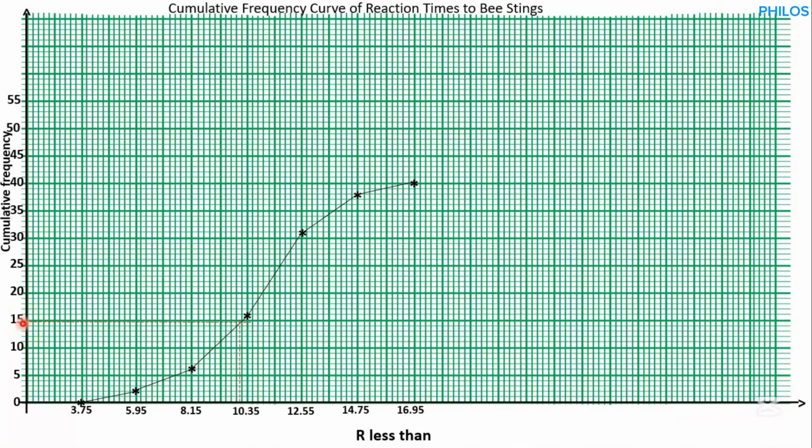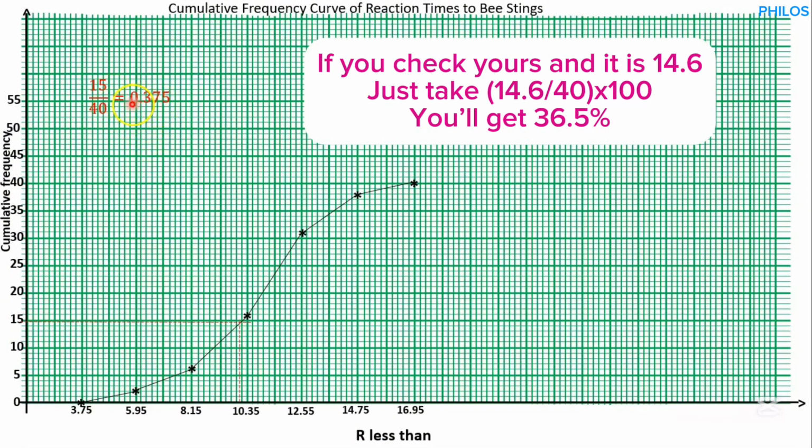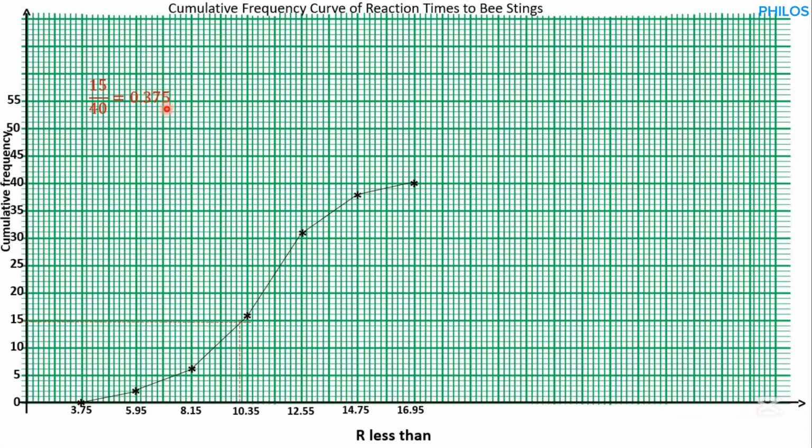So if I want to find the percentage that falls within 10 minutes, I'll just take this 15, divide it by the total frequency of 40 and multiply it by 100. So 15 over 40 will give me 0.375. When I multiply 0.375 by 100, it will give me 37.5%. So that's the percentage of patients whose reaction falls within 10 minutes, okay.